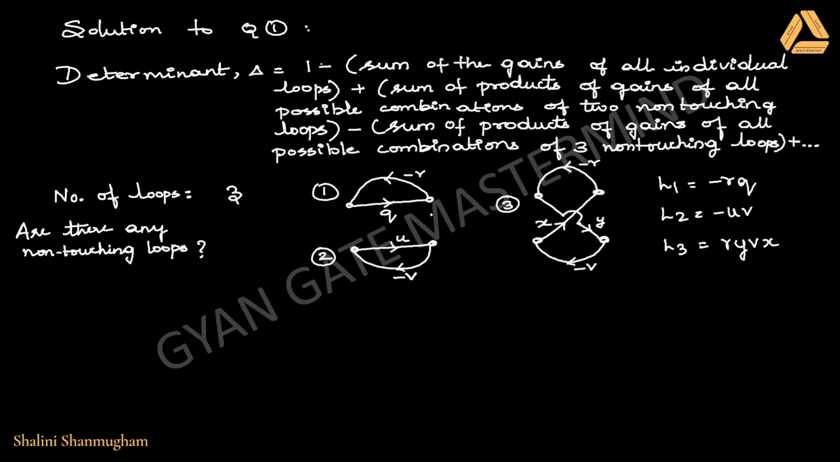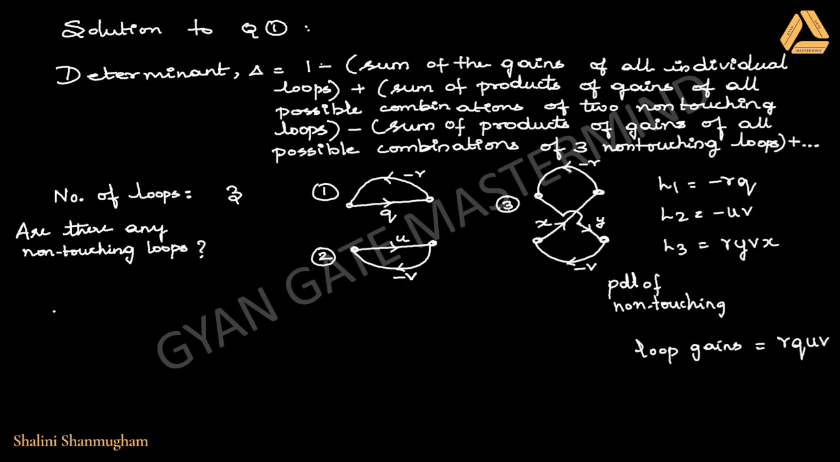So here when we check, the first one and the third one are touching each other because they are sharing a common node, as well as the second loop and third loop are touching each other as they share a common node. But if you see the first one and second one, they are not sharing even one common node. So these two loops are said to be non-touching. The product of these two non-touching loop gains is given by RQUV.